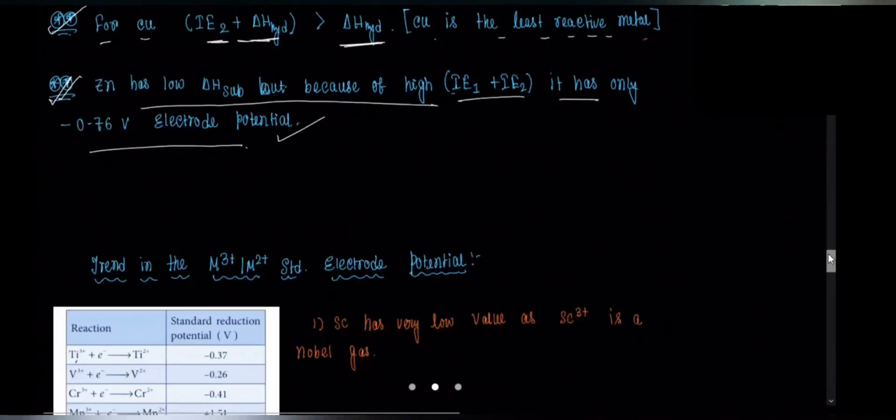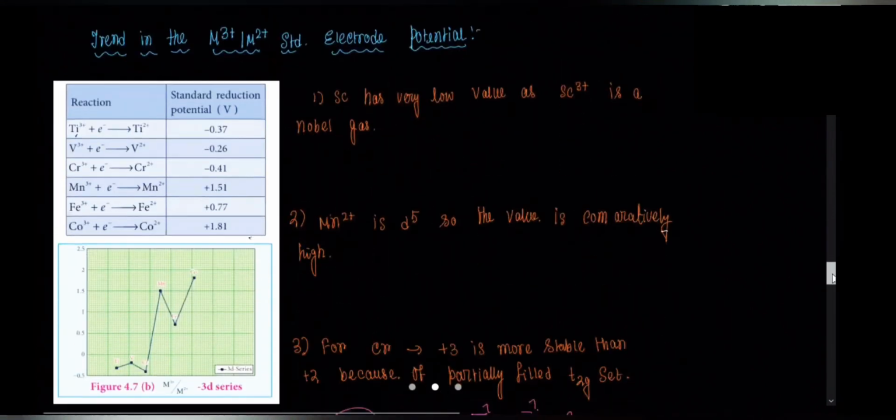Now, the next topic would be the trend in the M3 plus to M2 plus. So far we have been talking about M to M2 plus. Now we are going to talk about M3 plus to M2 plus. Now look into the list one more time. In that list, you can clearly see that for titanium the value is negative, for vanadium also negative, for chromium also negative, but the rest of three have positive values.